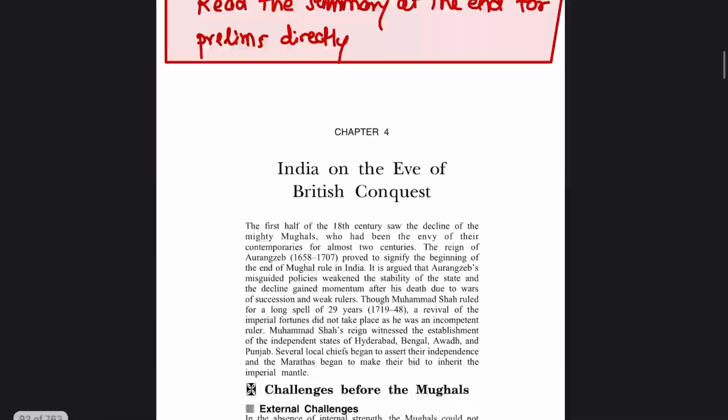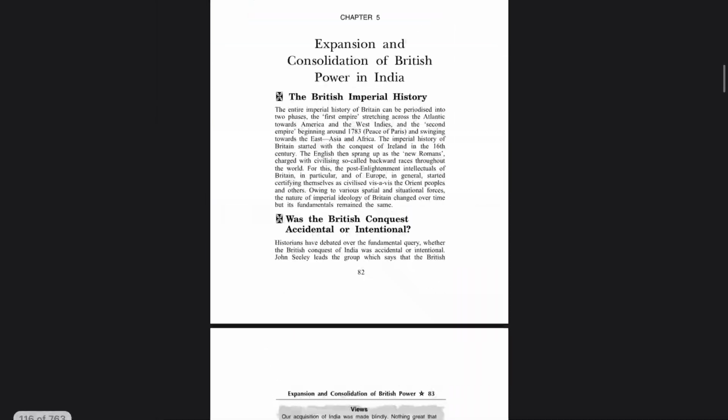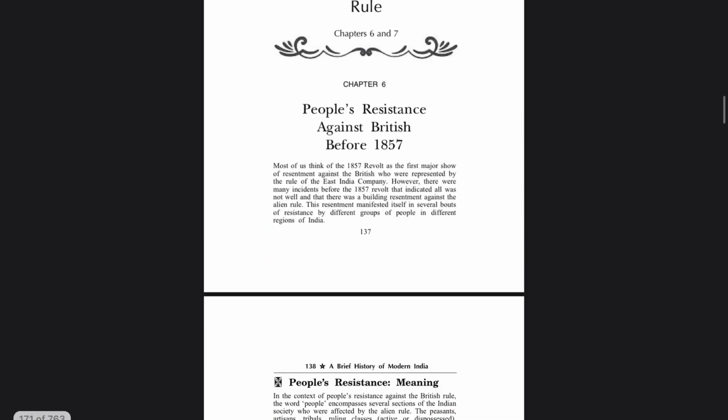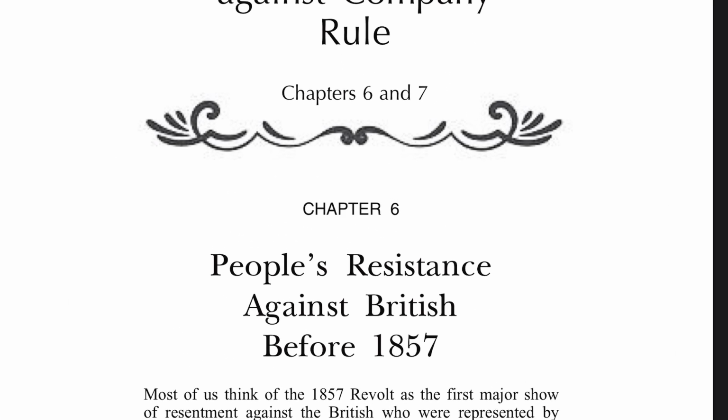And now we will start with the proper chapters that are expected from civil services aspirants. You should have a very good hold over these chapters, because questions are asked every year. So we will start with these chapters. Okay, so we have started People's Resistance Against the British. This is basically the background of the 1857 revolt.